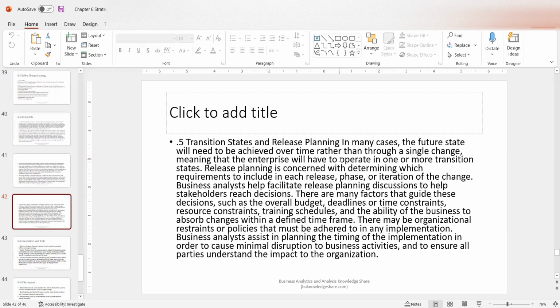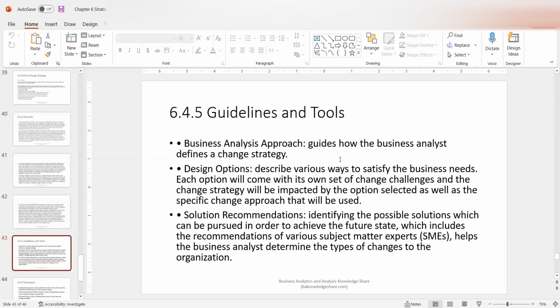There are many factors that guide these decisions, such as the overall budget, the deadlines or time constraints, overall resource constraints, training schedules, and the ability of the business to absorb changes within a defined time frame. Some of the guidelines and tools used here are the business analysis approach, the design options, solution recommendations.